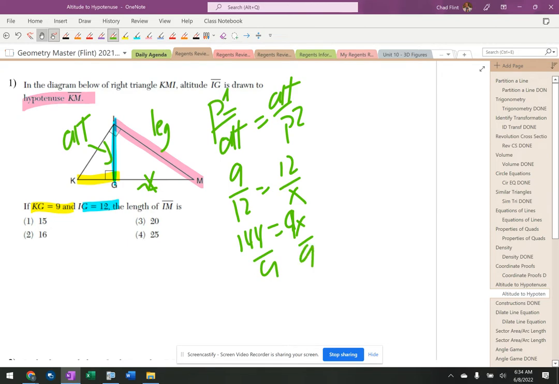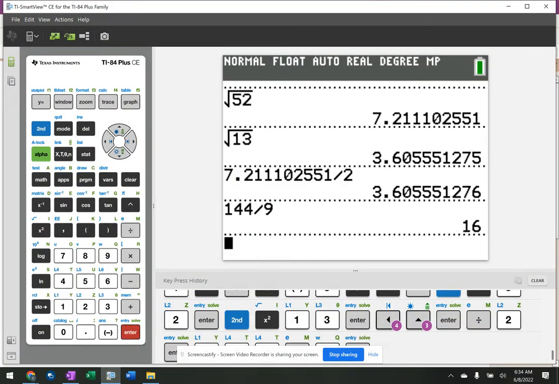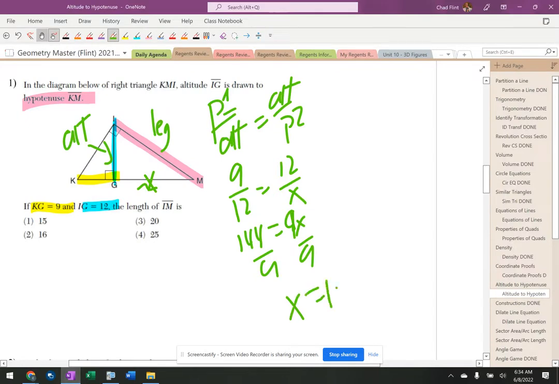144 divided by 9, I get 16. Of course 16 is there. Of course it's there. So this is 16. So yeah, add that onto my diagram.